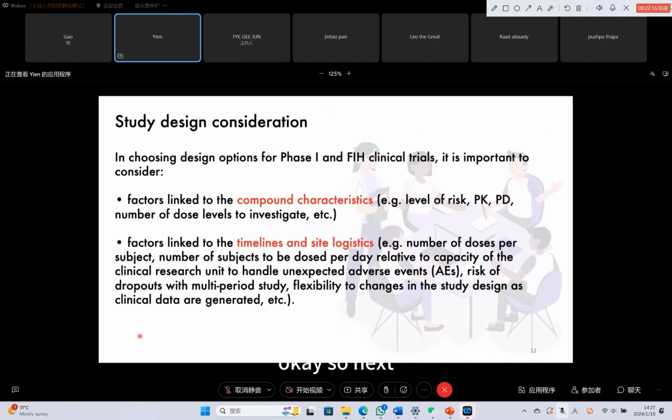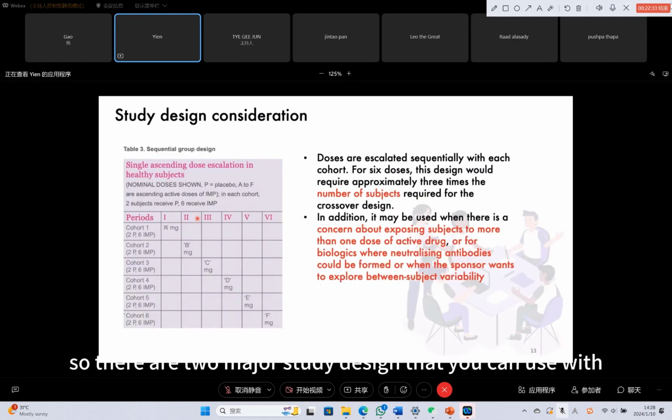Okay, so next is the study design consideration. When you are doing phase 1 clinical trials, which is a first in human trial, it is important to consider the compound characteristic and timeline and site logistic. So there are two major study designs that you can use. The first one is sequential group design, and the second one is crossover study design.